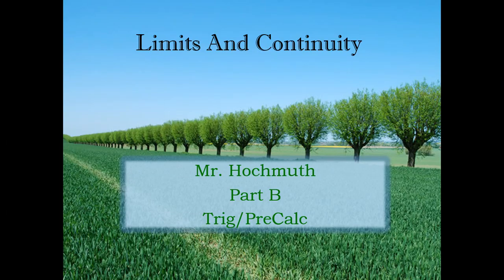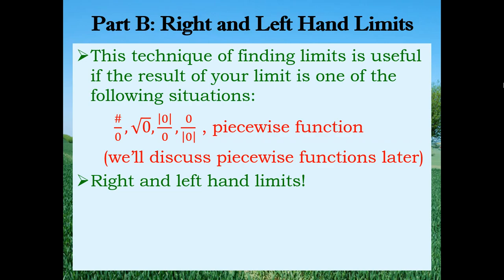Continue our discussion on limits and continuity, part B here. So we mentioned last time that we could have a limit if the function was defined. We could have a limit if there was 0 over 0 in the function, and we could factor it and come up with a real number. But now what about this situation?